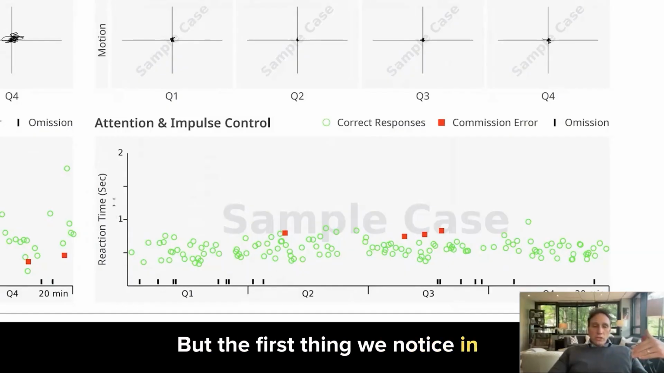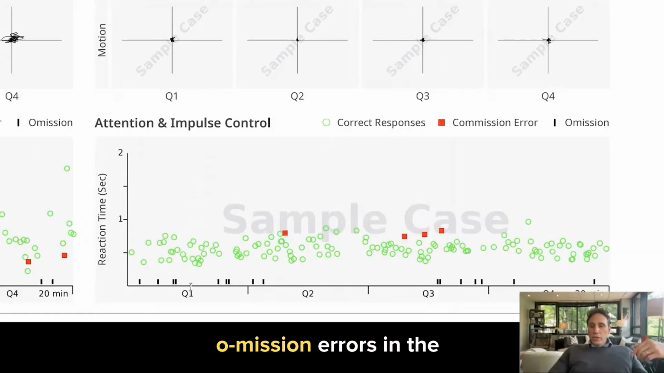But the first thing we notice in terms of reaction time is everything's nice and tight. Average response time is right around a half a second, about a half-second range. So all of these responses are really close together. Only 4 commission errors. And like we said, a handful of omission errors in the beginning, and then she settles in and she does fine. And then towards the end, it might be a little bit harder.